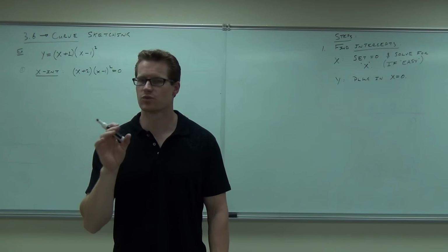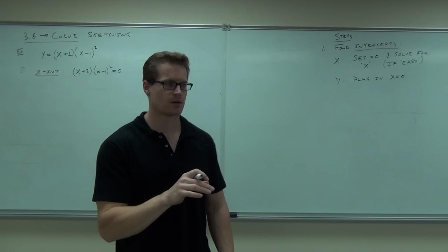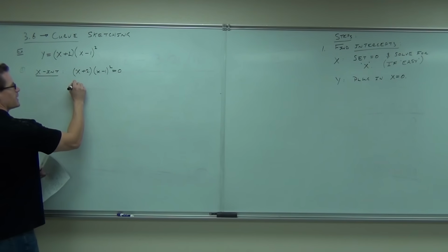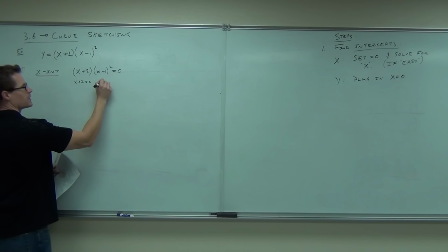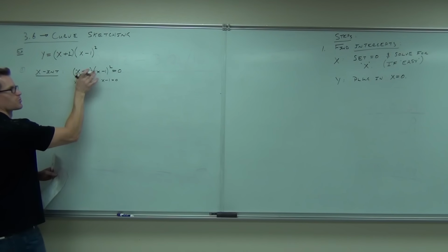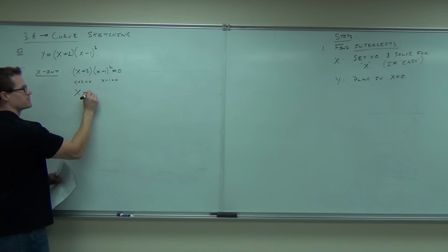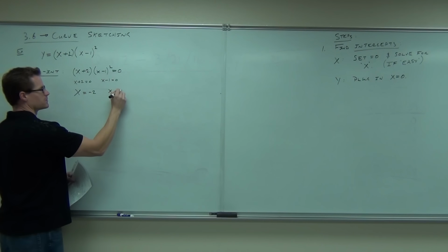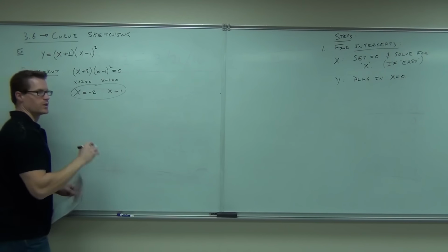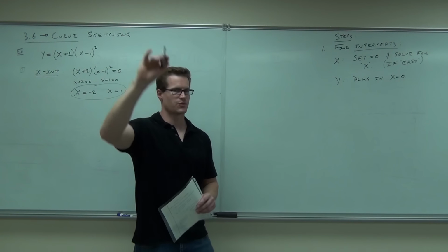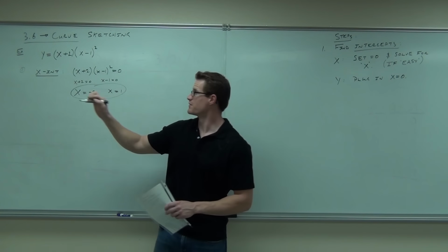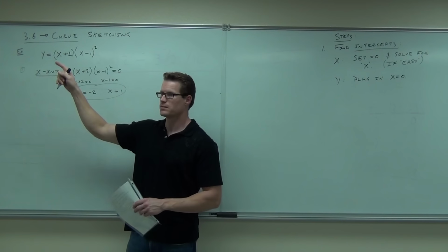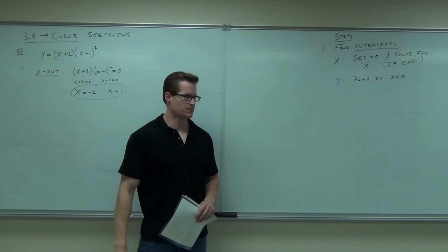Can you tell me what's one of your x-intercepts? You'd have x plus 2 equals 0, and x minus 1 equals 0 because of the zero product property. So x equals negative 2, very good, and x equals 1. You have 2 x-intercepts. If this hadn't been factored for you, you just skip it. I'd give them to you, okay?